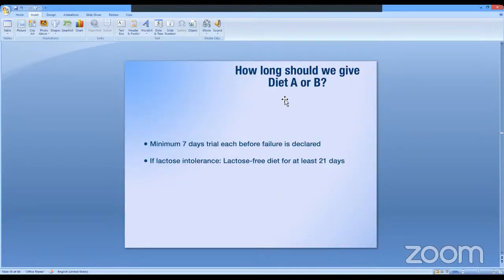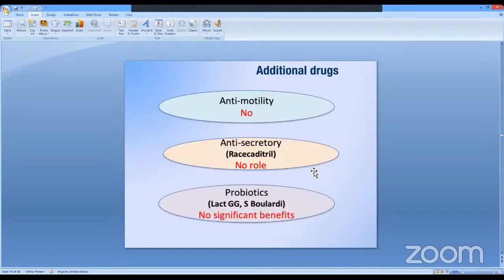So how long should we give diet A or B? How long can we allow after starting type A before switching over to B? Minimum 7 days trial each before failure is declared. And if lactose intolerance is suspected, lactose-free diet for at least 21 days. Some additional drugs: antimotility drugs have no role, anti-secretory racecadotril has no role, and probiotics and Saccharomyces boulardii, no significant benefit is established in acute diarrhea.